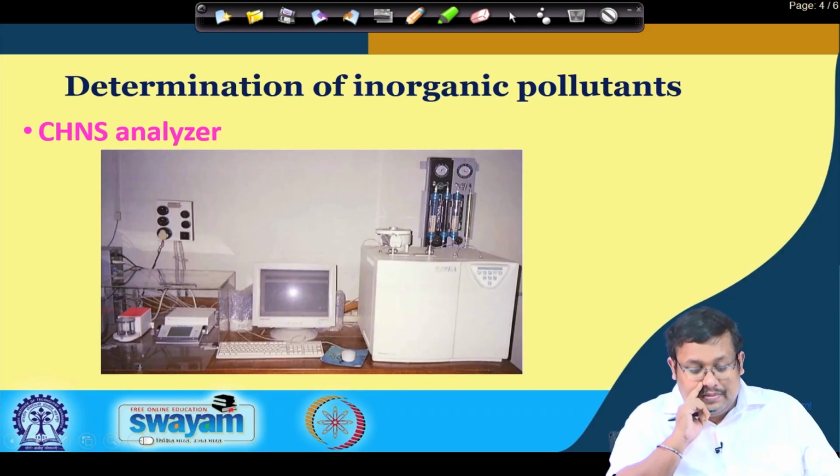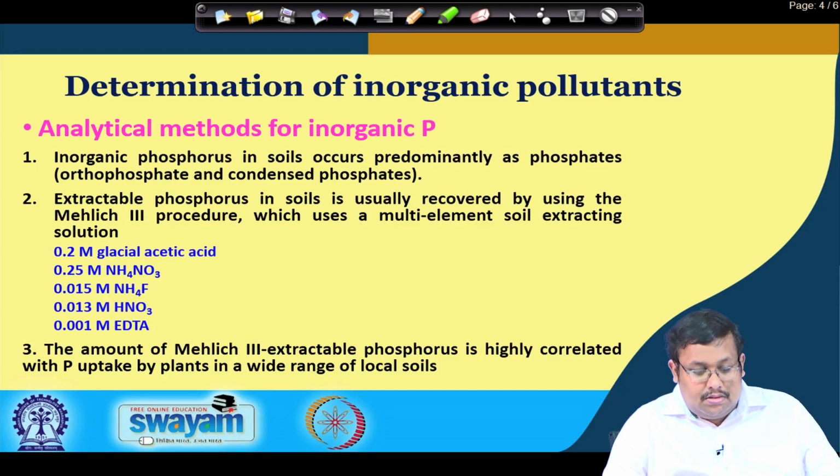This is a picture of the CHNS analyzer, and so let us move ahead and see the determination of inorganic phosphorus. We have covered the nitrogen. Now, let us see how we can measure the inorganic forms of phosphorus in the soil.